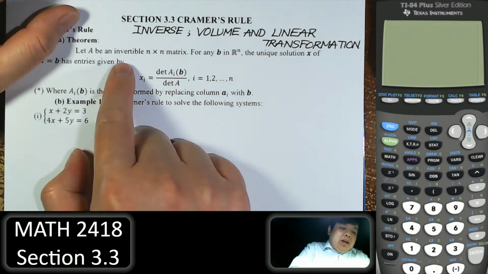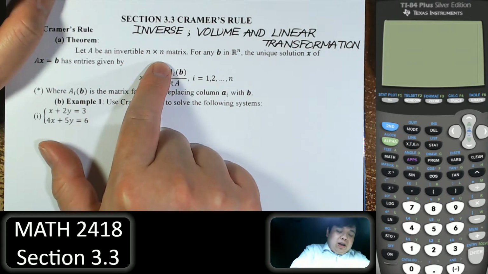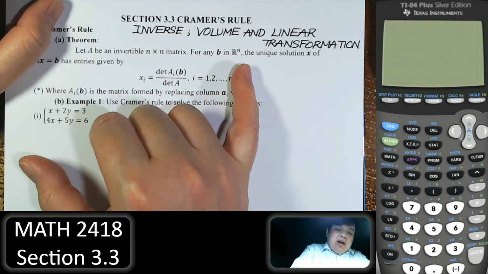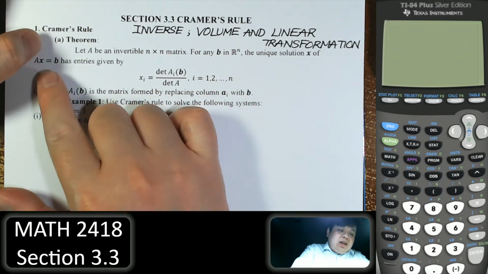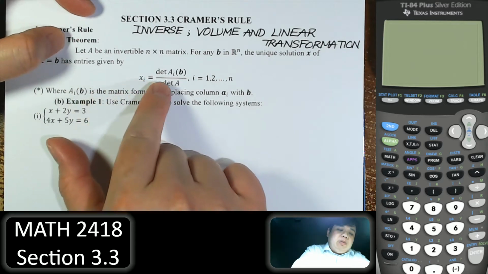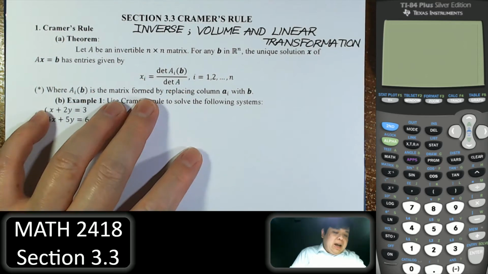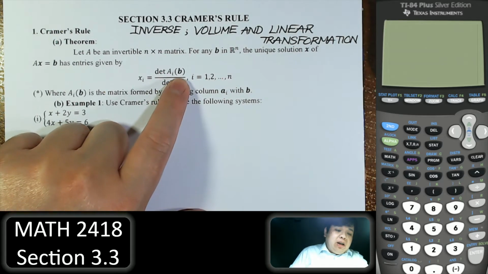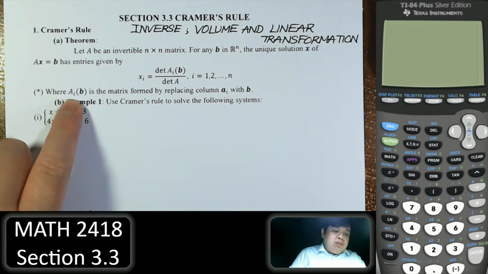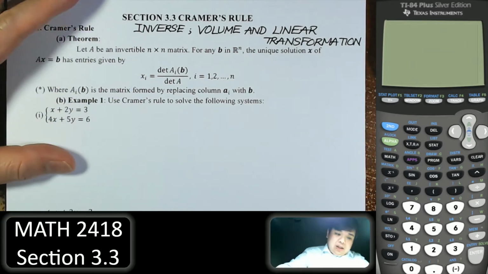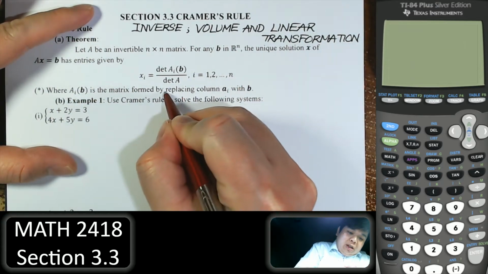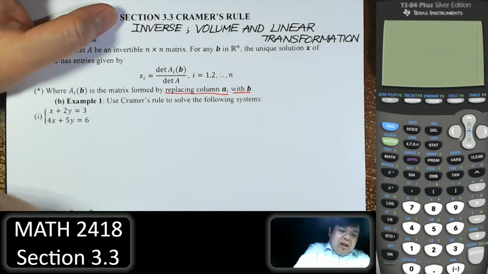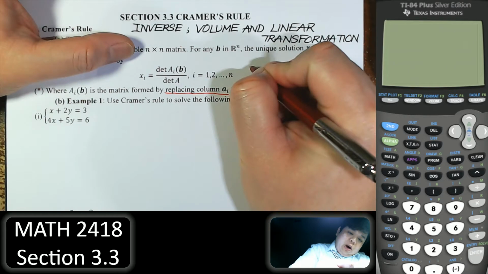Let A be an invertible n by n matrix, for any b in Rn. The unique solution x of Ax equals b has entries given by that. And of course we know the determinant of A, and then the determinant of A_i(b), meaning that we're going to replace column i of A with b, right? So that gives us x_i.